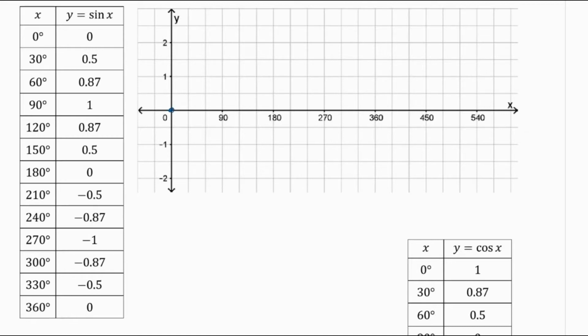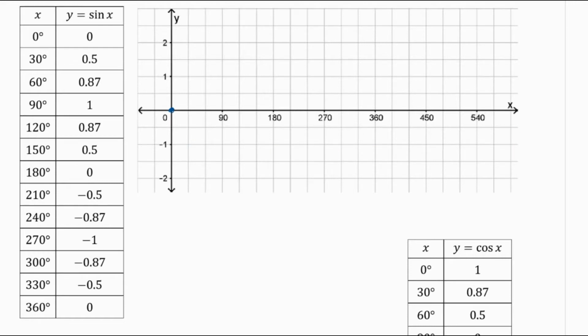So 0, 0. Notice that I go 3 squares to get to 90. That means I'm counting by 30. 30, 60, 90, 120, 150, 180. Okay, so we're not counting by ones or twos or fives like we often would, and that does make it a little bit trickier that this scale is sometimes going to count by something strange. Okay, so that's one of the things that we're going to want to get used to.